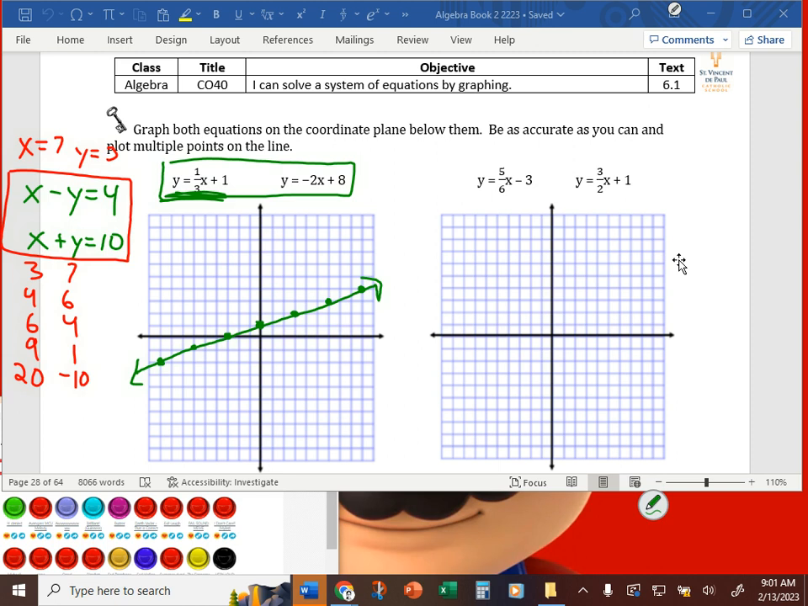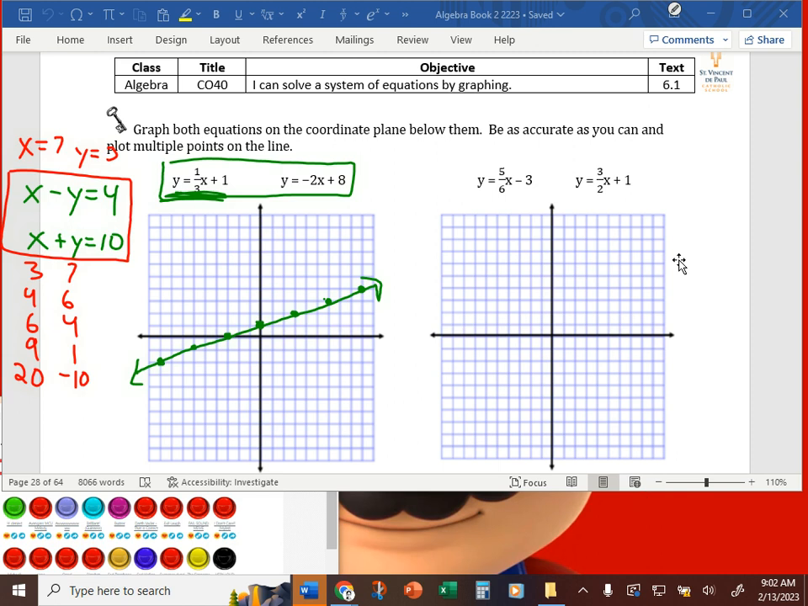Every single ordered pair that we plotted is a solution to the original equation, y equals 1/3 x plus 1, just like all these ordered pairs were. By definition of a line, and we've talked about this before, every ordered pair will work in the first equation. We want to know which of these ordered pairs will also work in the second equation.